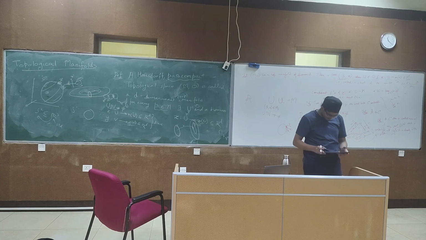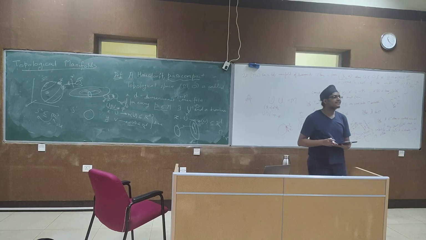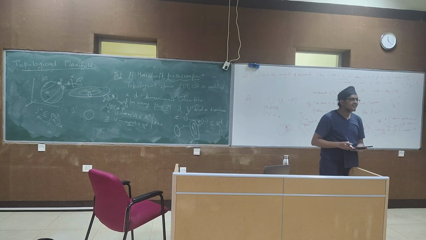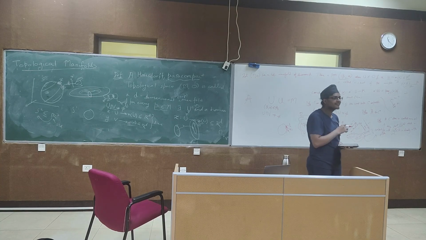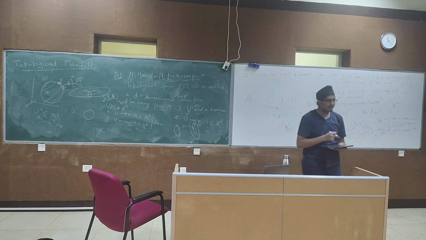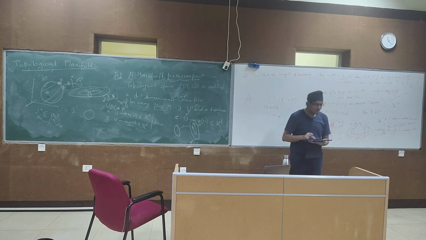I really wanted to introduce differentiable structures today. C0, C1, C2, C3 is a sequence of classes of functions: C0 is just continuous, C1 means the first derivative is continuous, C2 means the second derivative is continuous, and C infinity is smooth, meaning all derivatives are continuous. I will come to that.